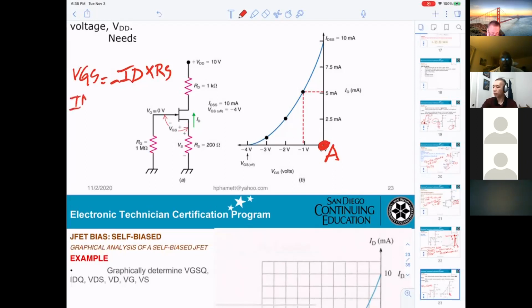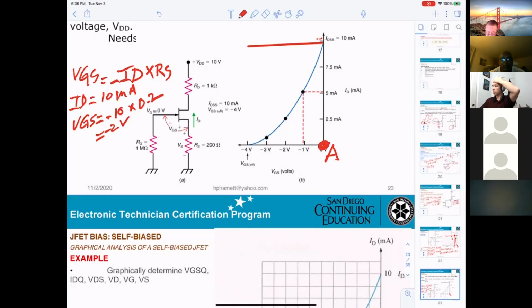ID equal 10 milliamp. Then you substitute into VGS to get VGS equal minus 10 times RS, which is 0.2. Okay, so that's why you get minus 2. So you can draw the line from here. This goes here. Okay, and minus 2, you go that one. That point right here will be B.